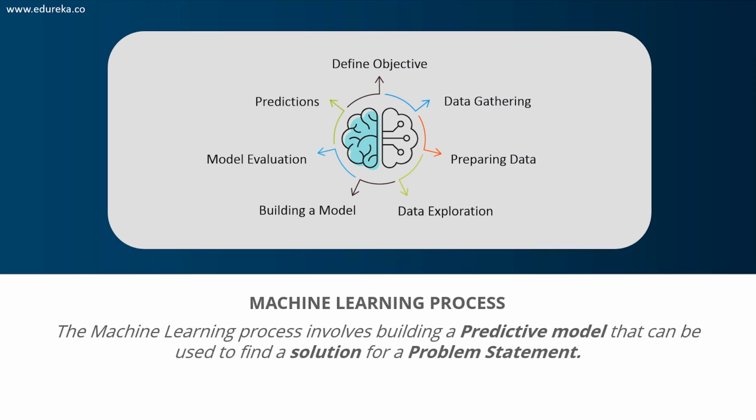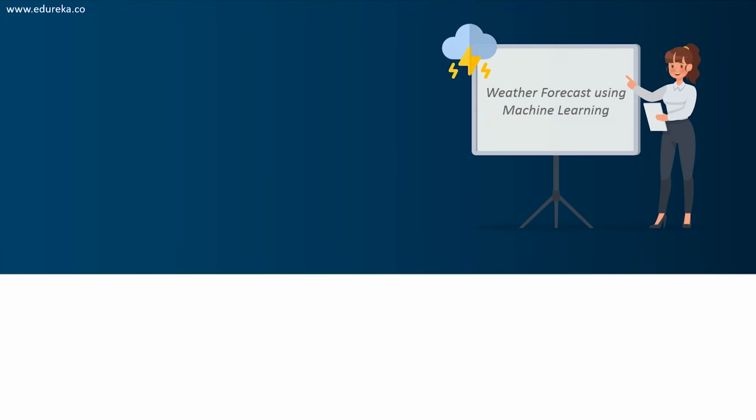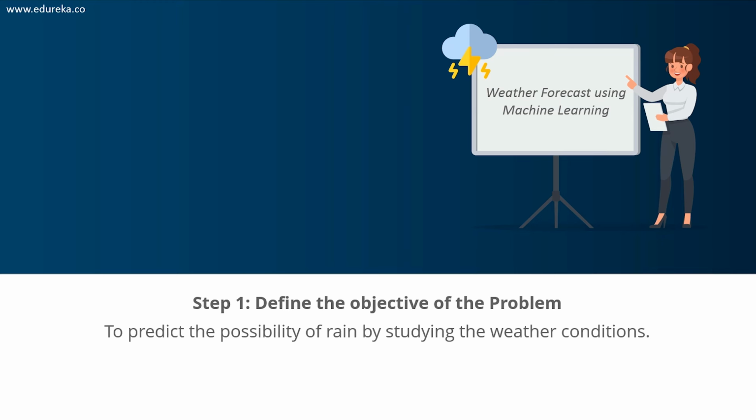To understand the machine learning process, let's assume that you've been given a problem that needs to be solved by using machine learning. Let's say that the problem is to predict the occurrence of rain in your local area by using machine learning. Now, the first step is to define the objective of the problem. At this step, we must understand what exactly needs to be predicted. In our case, the objective is to predict the possibility of rain by studying the weather conditions. So at this stage, it is essential to take mental notes on what kind of data can be used to solve this problem or the type of approach that you must follow to get to the solution.